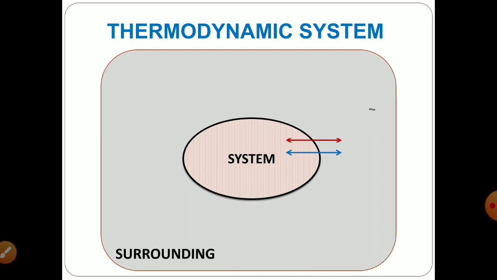To summarize, open systems allow exchange of energy and mass, closed systems allow only energy, they won't allow mass to permeate, and in case of an isolated system, you cannot exchange either mass or energy with its surroundings.